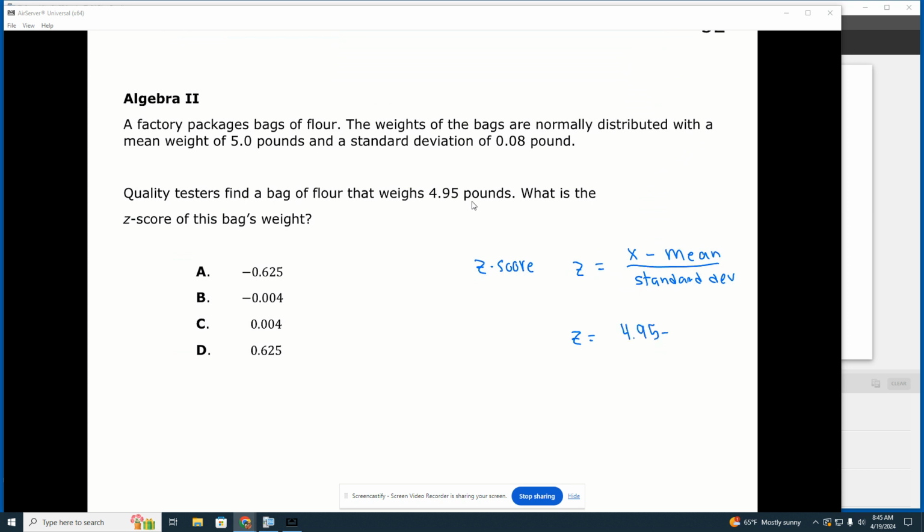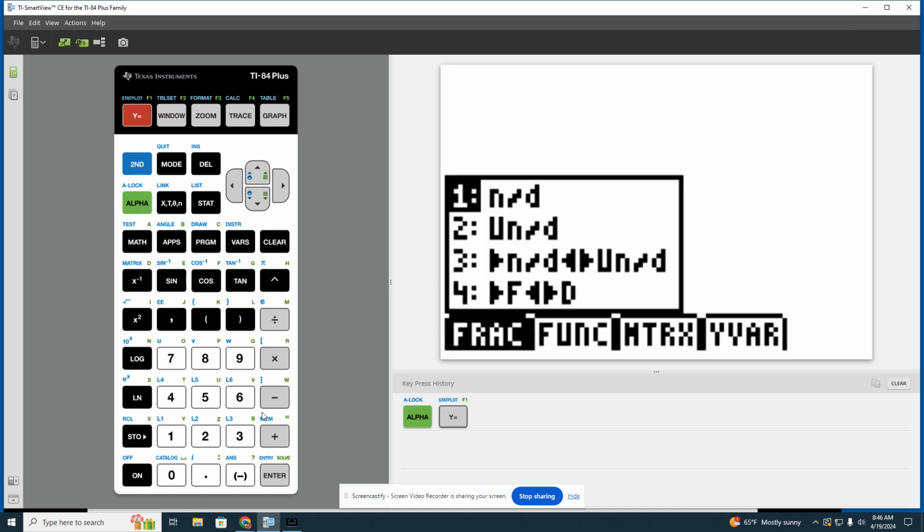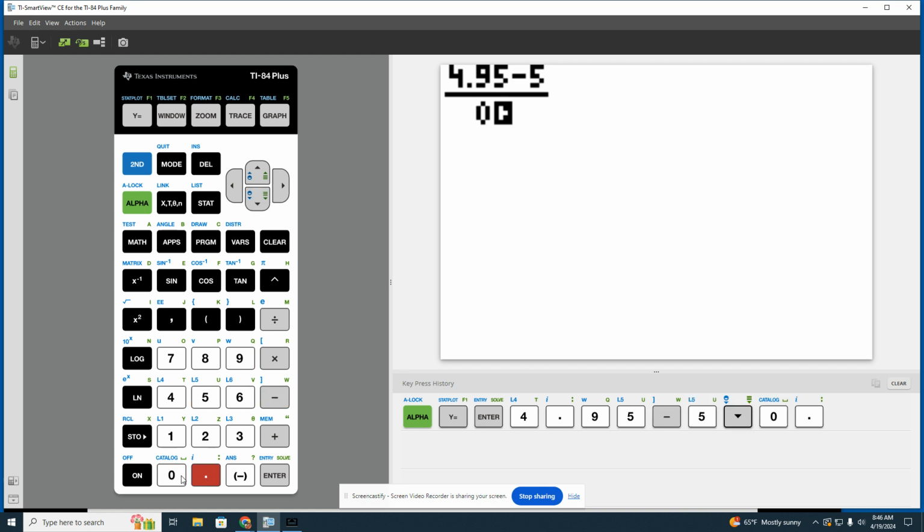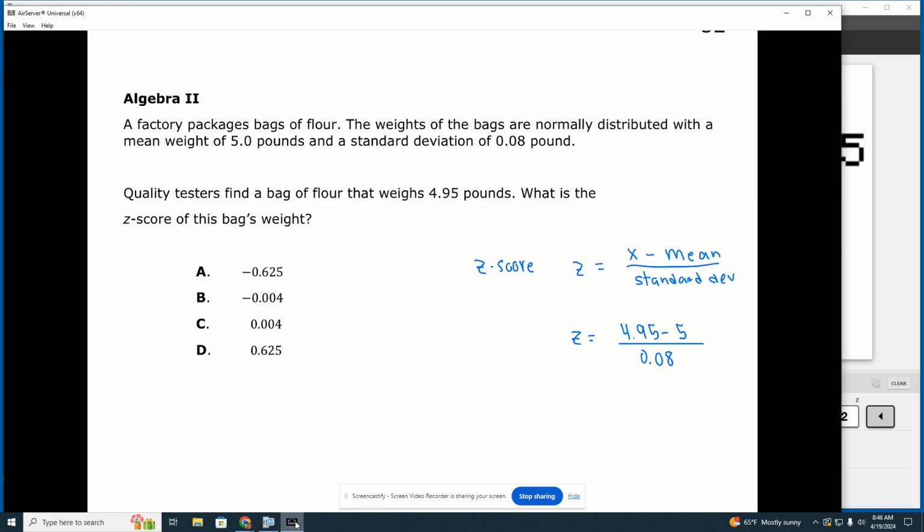I should have the mean. Well, earlier up here, it told me that my mean weight was 5, divided by, and I should know my standard deviation, and they told me that too, 0.08. So real simple question. All I'm going to do is go alpha y equals, number 1. I'm going to do 4.95 minus 5 on top and divide that by 0.08 on the bottom. Push enter, and that's negative 0.625. Pretty simple, wouldn't you think?